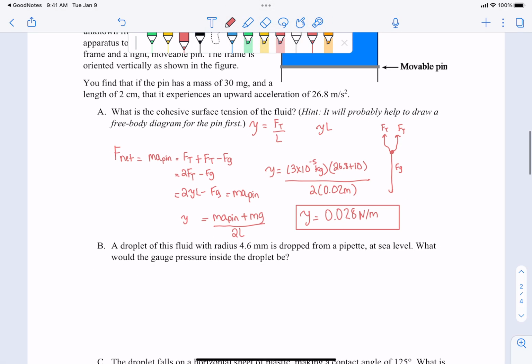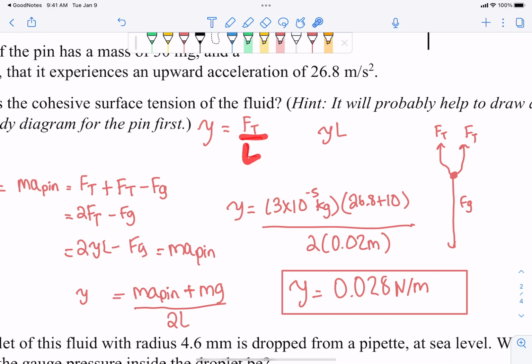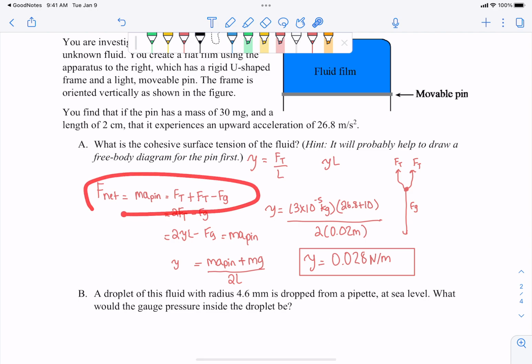So that's part A, right? That's how to calculate the cohesive surface tension. We first recognize that we can relate it to force of tension over length, relating to one of the values that we have. Then we figure out force of tension by writing a net force equation, and from that we manipulated variables to figure things out.